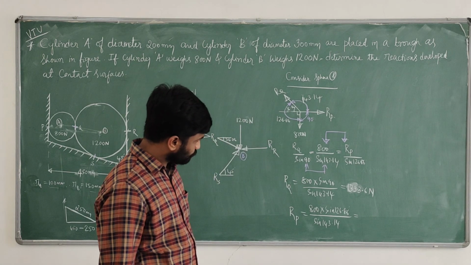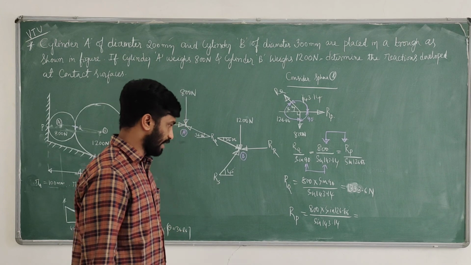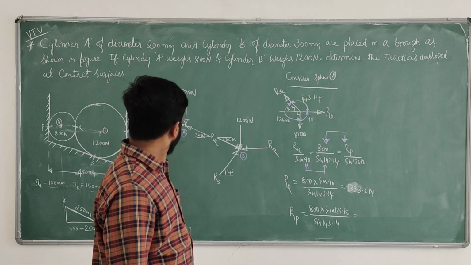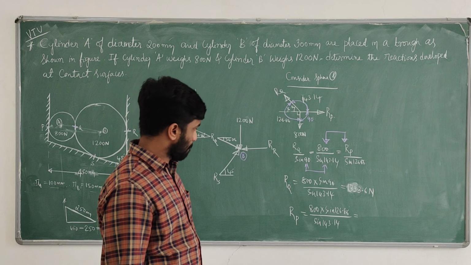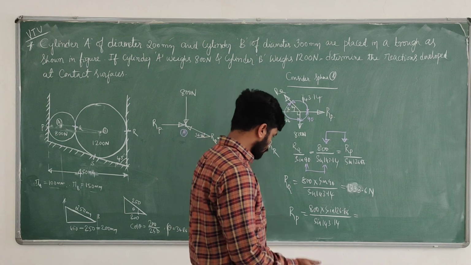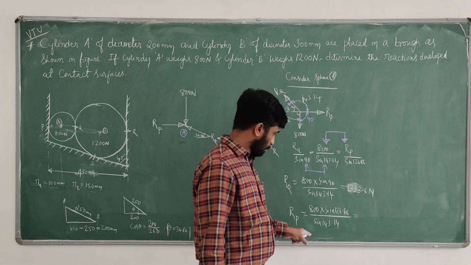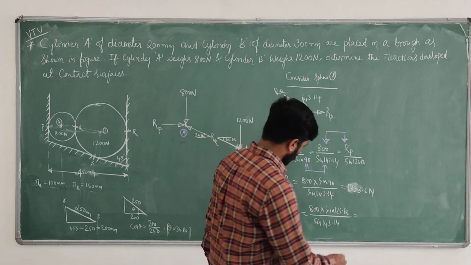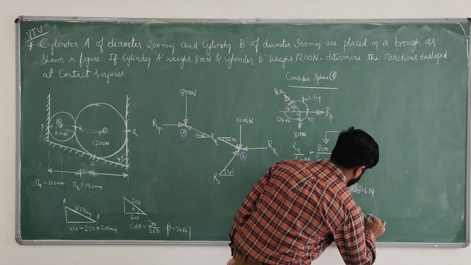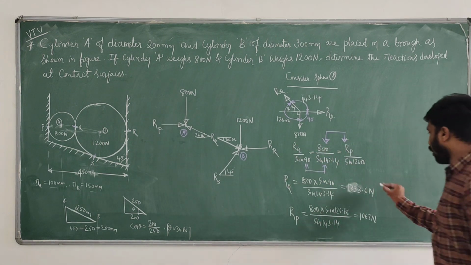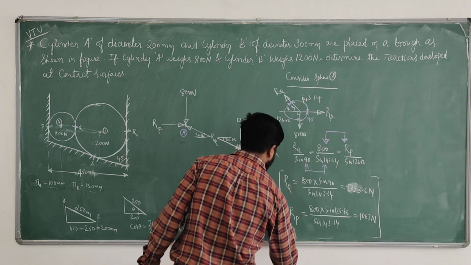Next, RP: 800 into sin 126.86 divided by sin 143.14. How much? It is 1067.0, which means 1067 Newton. RQ and RP are over.